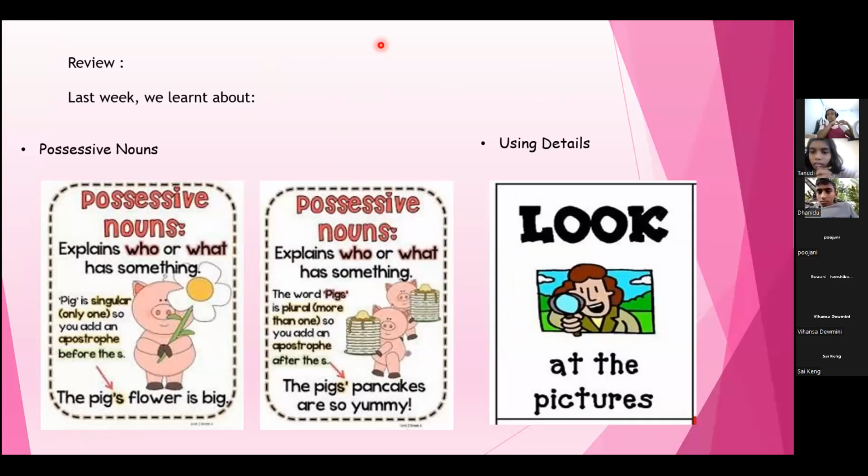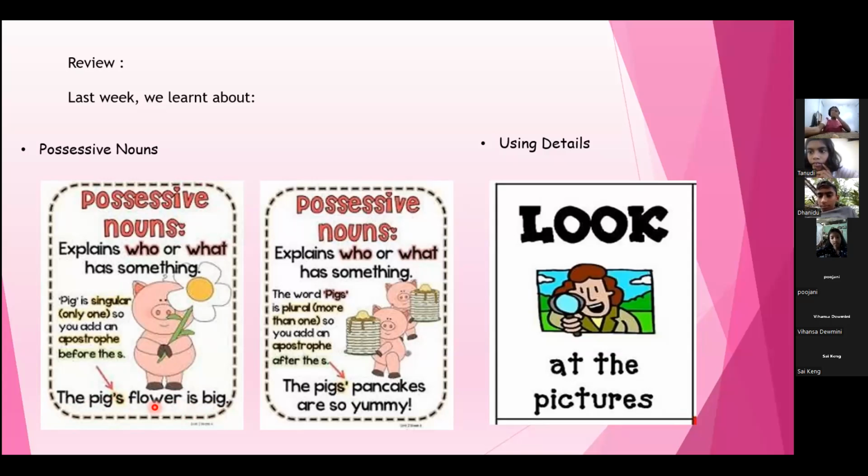Let's do a quick review of what we have learned last week. Last week, we learned possessive nouns. They explain who or what has something. For example, in this picture, the pig is singular. That means there's only one pig, so you add an apostrophe S. This flower belongs to the pig. When something belongs to only one person or one thing, the S comes after the apostrophe. So it's the pig's flower.